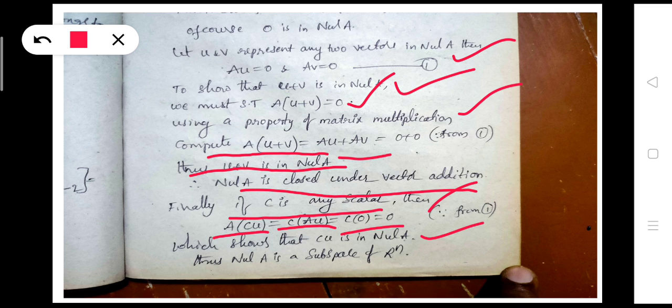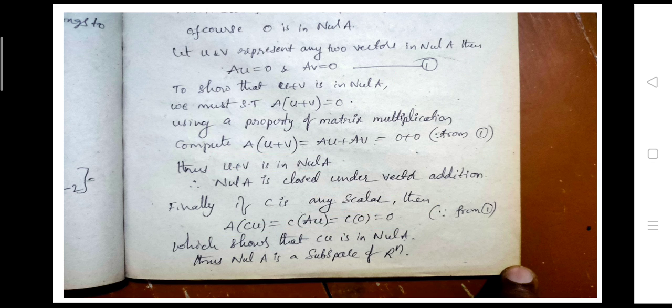Thus null A is a subspace of Rn, because null A contains the 0 vector, and null A satisfies closure under vector addition and closure under scalar multiplication. When these three properties are satisfied, you say that null A is a subspace of Rn. Okay. Now the next slide.